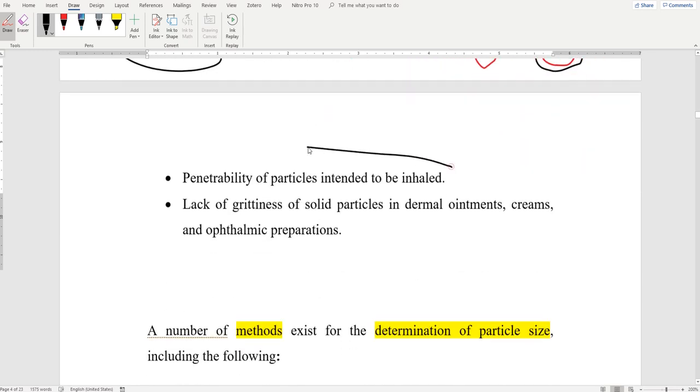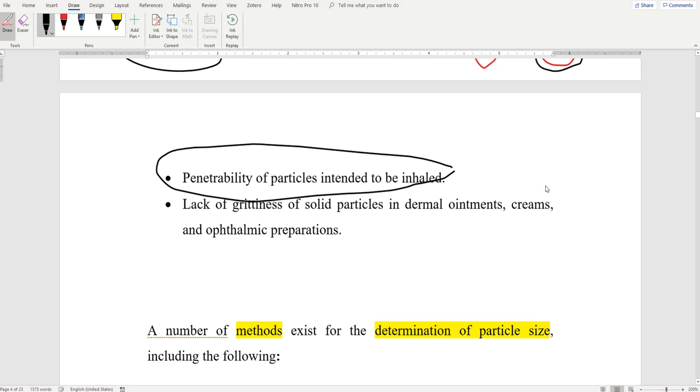Okay, another reason why particle size is important is the penetrability of particles intended to be inhaled. Of course, you know that there are some preparations that are used for asthma, and now for even other indications, including diabetes. Even diabetes, the patients who need to take insulin injections. Now there is a new product in the USA market, and this product is for administering insulin by inhalation.